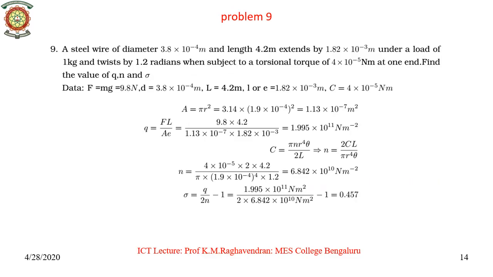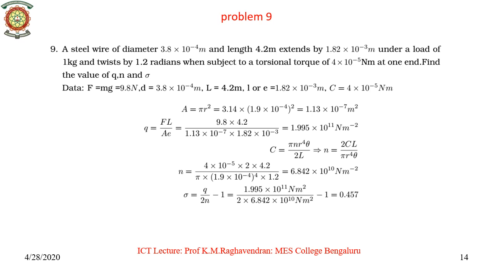This problem states that a steel wire of diameter 3.8 into 10 power minus 4 meter and length 4.2 meter is extended by 1.82 into 10 to the power of minus 3 meter under a load of 1 kg. And also it twists by 1.2 radian when subject to a torsional torque of 4 into 10 to the power of minus 5 Newton meter at the free end. We are asked to find the values of Young's modulus, rigidity modulus and sigma, that is Poisson's ratio.